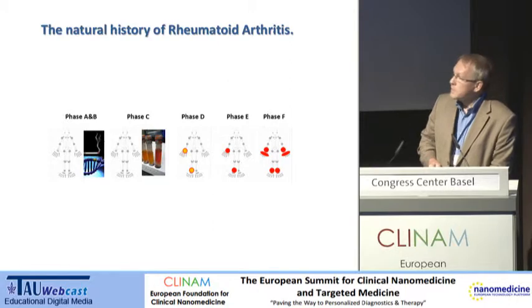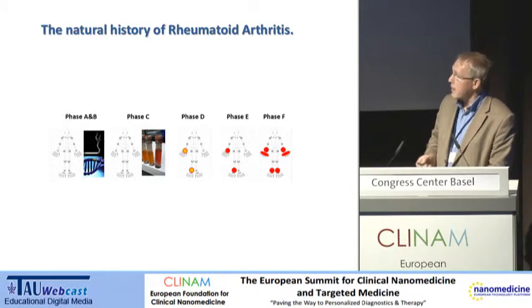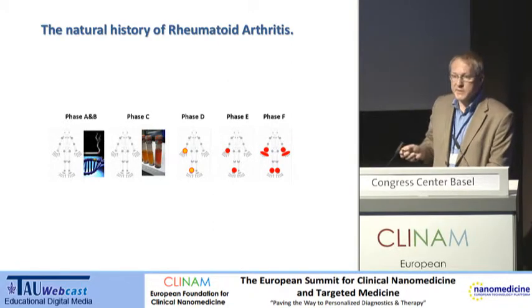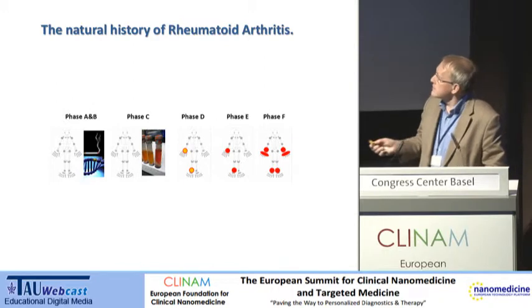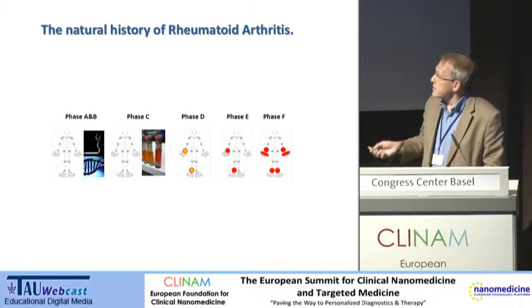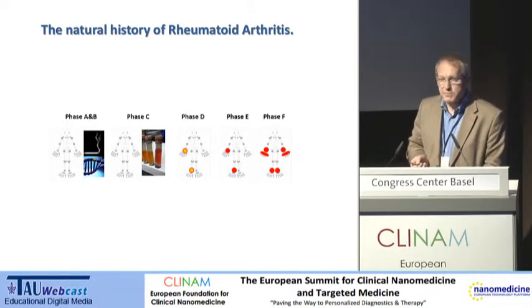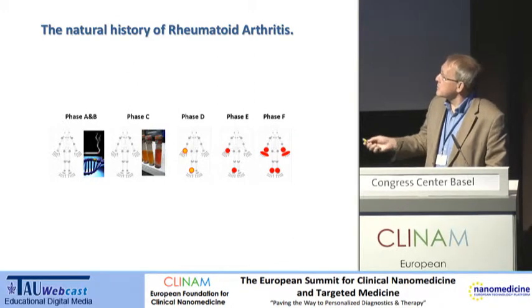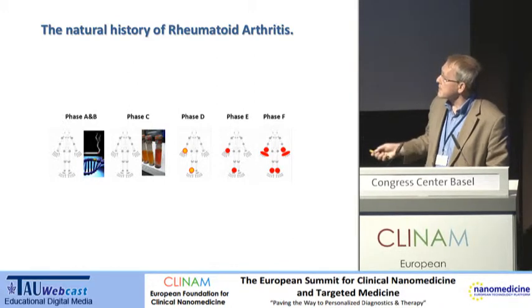I work in a rheumatology research group. My colleagues are clinical rheumatologists. I'm not myself a clinician. This is how they describe the natural history of rheumatoid arthritis. There is a genetic predisposition to RA, which increases the probability that you will develop this disease. At some stage, there may be a pre-symptomatic phase where autoantibodies are detectable, but there are not yet any symptoms.